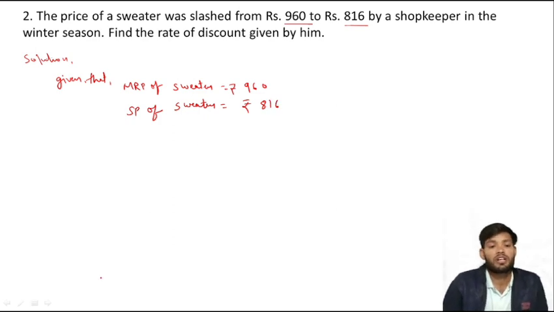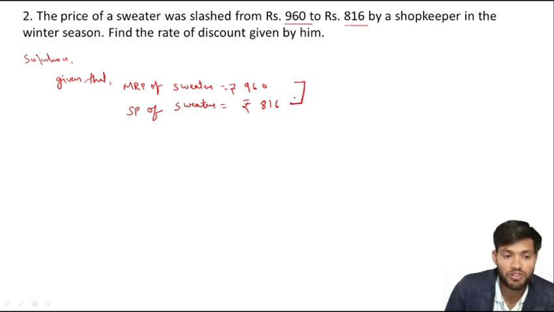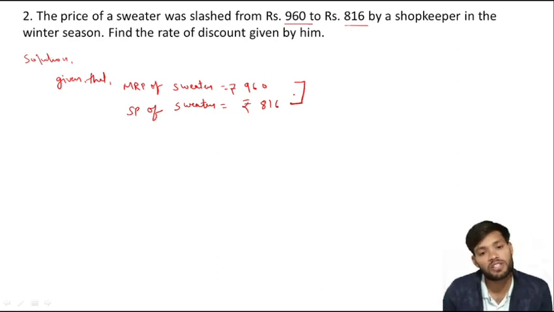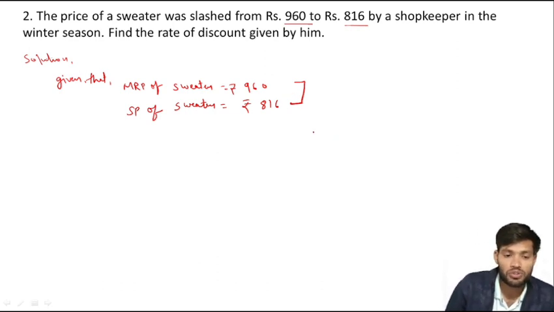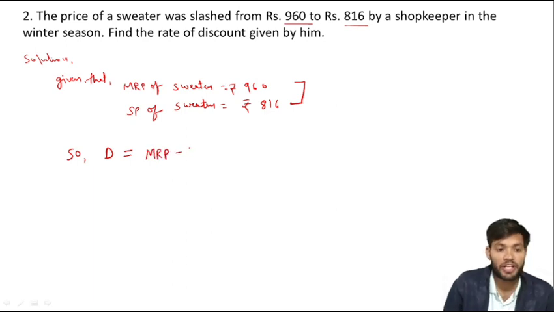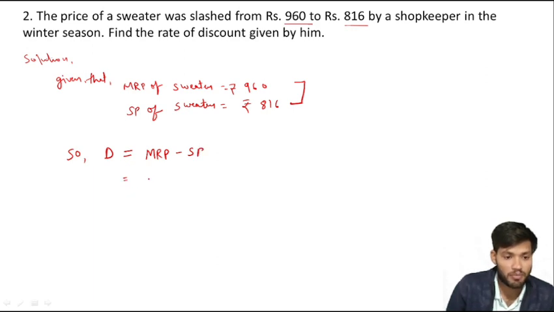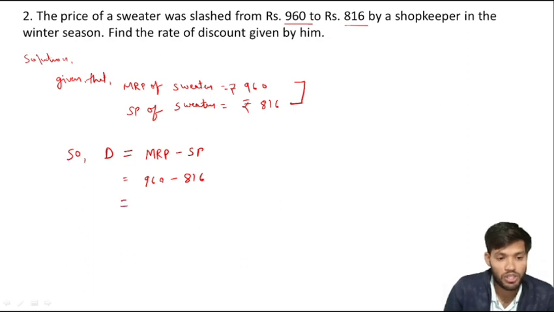That means the difference between MRP and selling price is known as discount. It is offered by the shopkeeper. So discount equals MRP minus selling price. That means MRP is 960 minus 816, which equals 144 rupees. Discount is equal to 144 rupees.